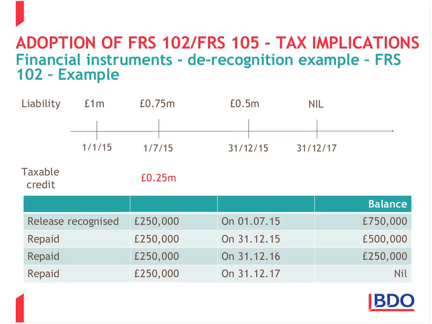Let's look at it under FRS 102. The rules under FRS 102 is that we start the year with a £1 million balance due to the bank, but having struck the deal on the 1st of July 2015, it is at that point that the taxable credit is recognised, i.e. in the year ended 31/12/2015. This has therefore had the effect of accelerating a taxable credit by 2 years.